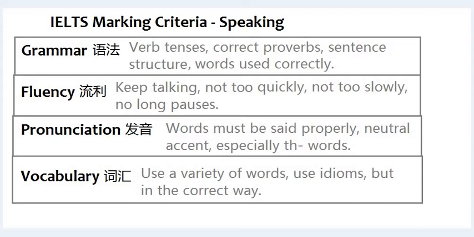So for grammar, make sure your verb tenses are correct. Fluency is not just about speaking as quickly as possible, it's about speaking at a natural pace. Pronunciation is based on how you say words, so make sure you pronounce them properly. And to get a good score in vocabulary, use a variety of words, but make sure you use them correctly.